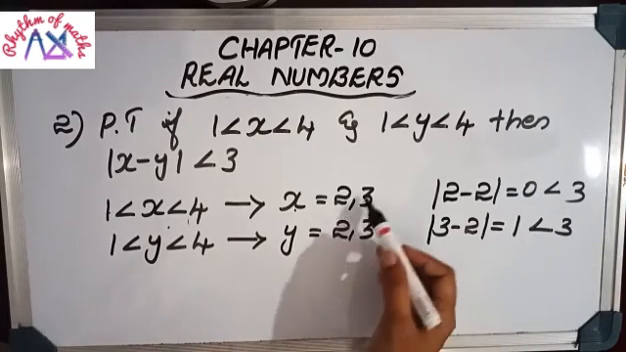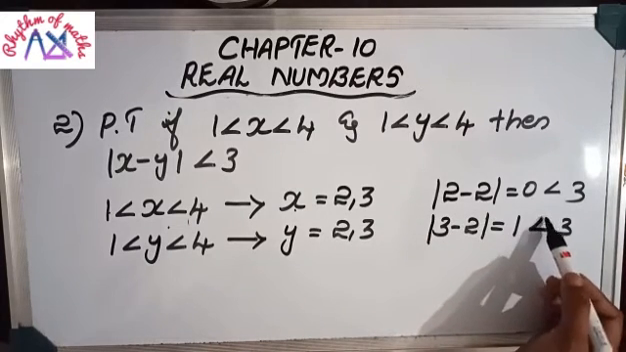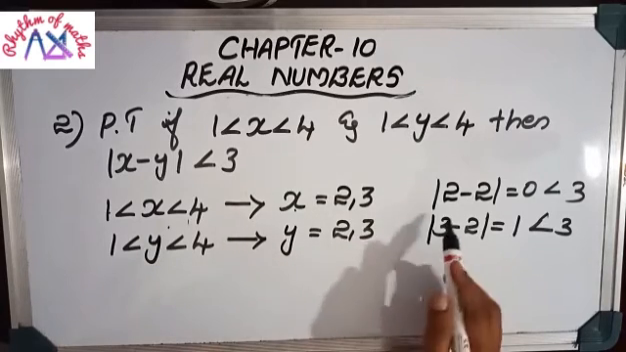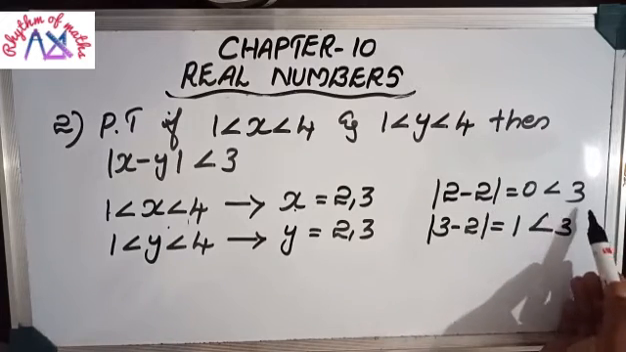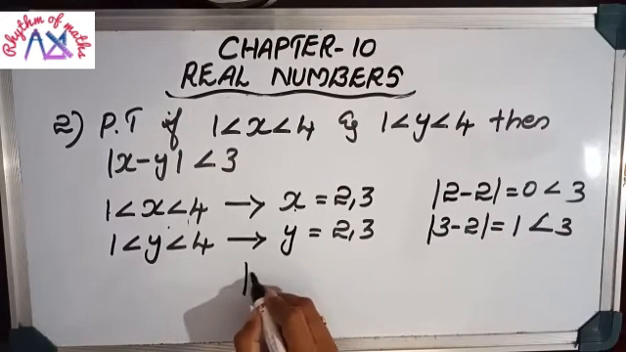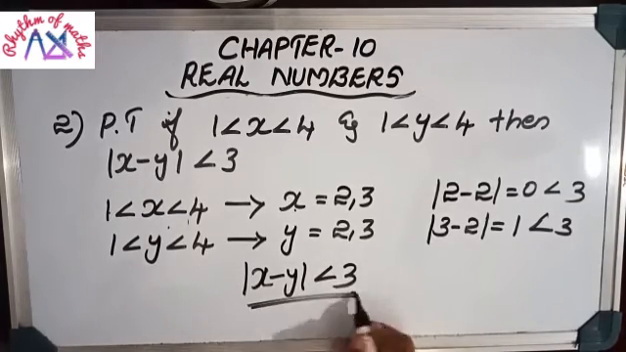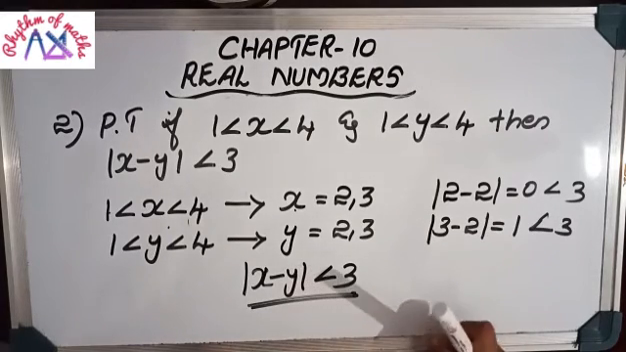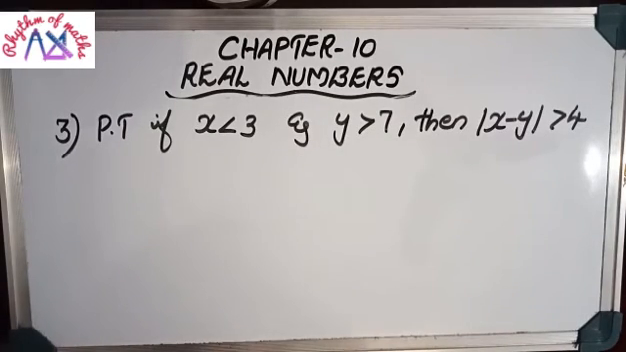So whether you choose the minimum number or the maximum number, the distance will always be less than 3. Whatever be the number, only 2, 3 is possible to take. So when you take these numbers, we will get an answer that is less than 3. So we can write modulus of x minus y is less than 3. Okay, because distance is always 0 or 1, that is less than 3. So this is the second one's answer. Now let's do the third one. This is question number 3.